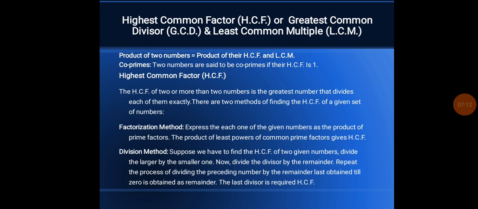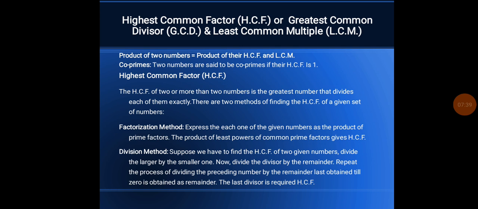The first one, factorization method: express each of the given numbers as a product of primes, and the product of the least power of each common prime factor gives the HCF. First we find the prime factorization of the given numbers, and then we multiply the least power of the common factors. That gives the HCF value.